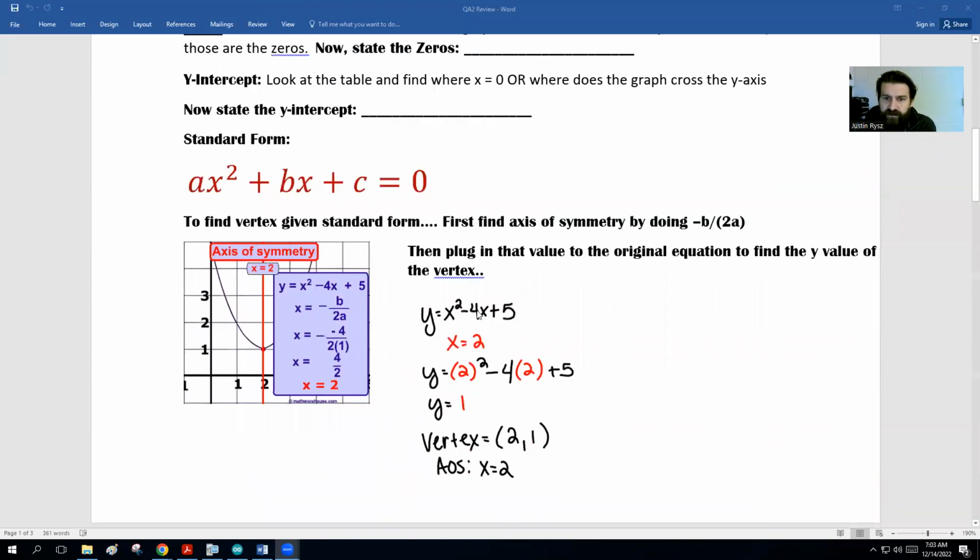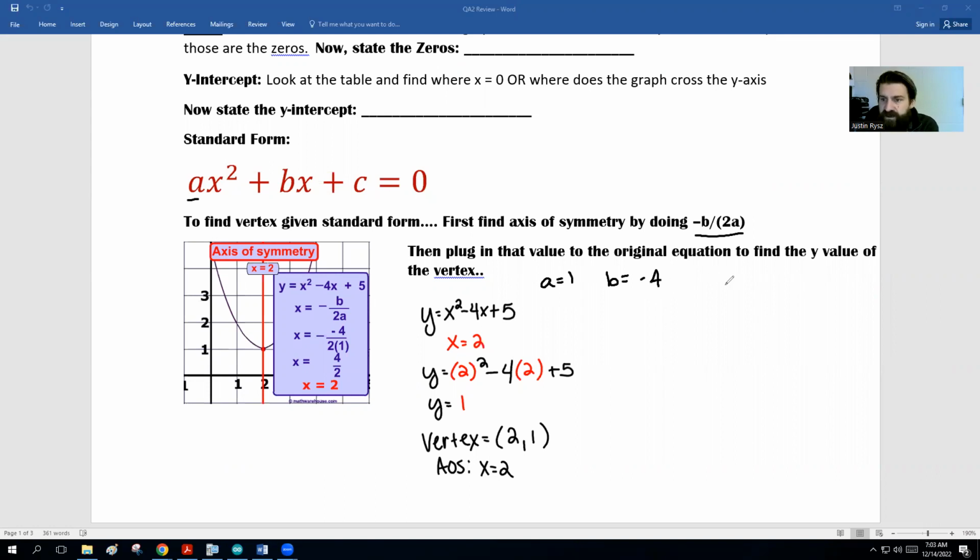All right, next, standard form. For standard form, we're going to basically look at the same thing. But what we need to do first is find the axis of symmetry. We want to find our h by using the formula -b over 2a. So remember, the number in front of the x squared is your a. So in this example, a equals 1. The number in front of the x is the b. So in this case, b would be -4.